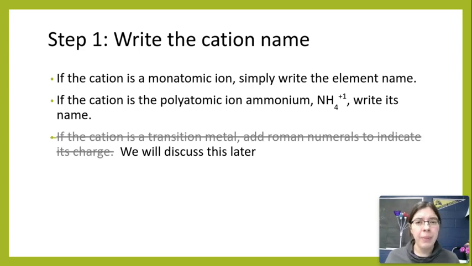Okay, so the first step when naming an ionic compound is to write the name of the cation. Now, if the cation is a monatomic ion, which it usually is, we simply write the element name. So if it's sodium, it's just plain old sodium. If we see magnesium, we just write magnesium. If the cation is a polyatomic ion, and the only polyatomic cation we're going to deal with is ammonium, NH4+1, then we write the polyatomic ion name, ammonium. There's also a special case for transition metals, but we're not going to deal with that in this video, so stay tuned for that one.